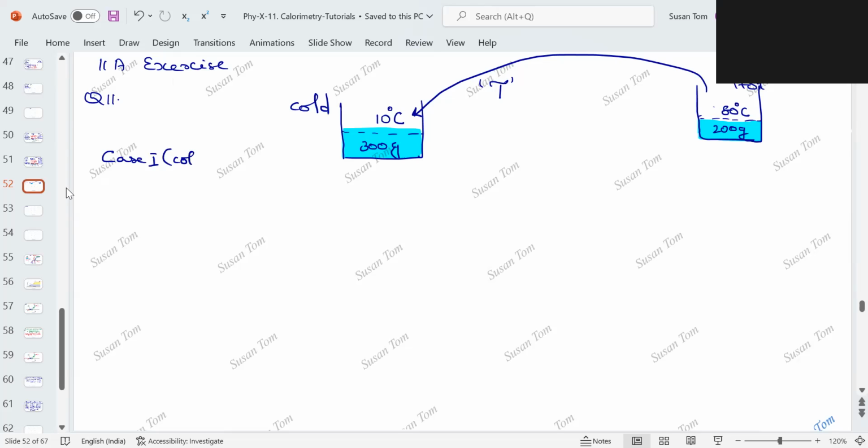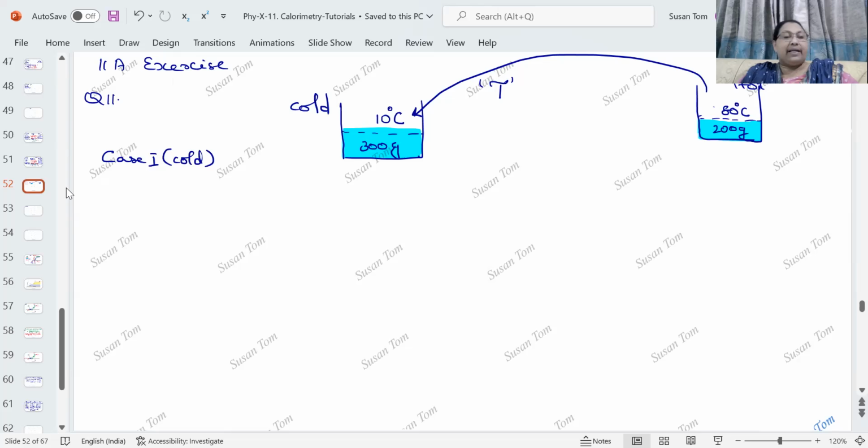Case 1 is for the cold water. The details of cold water we are writing. Mass is given 300 gram. Case 1. So M1 I'm taking 300 gram. It's water only. So C is 4.2. Since it is in grams, it's given. Okay, now carefully look at children. In the question, they have given 4,200 joules per kg. Yes or no? Yes, ma'am.